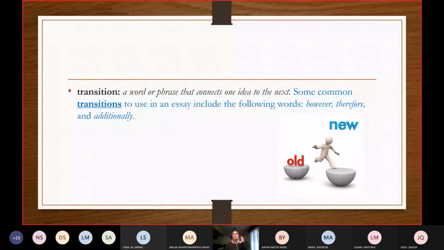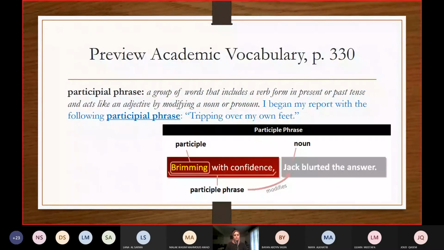So when I want to write about a process, I say, first you have this, then, or second, third, however, on the other hand, if I'm comparing. So these are words or phrases used to connect ideas together. The last one, participial phrase. We took participial phrases in grammar this year. A participle is a word that looks like a verb but acts like an adjective.